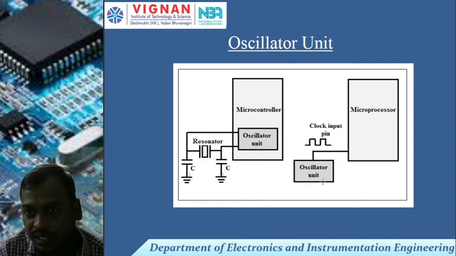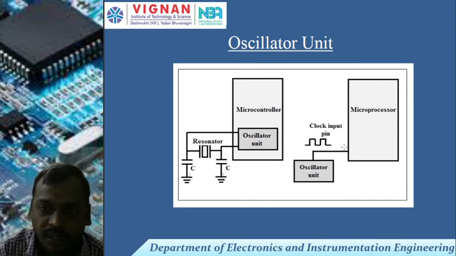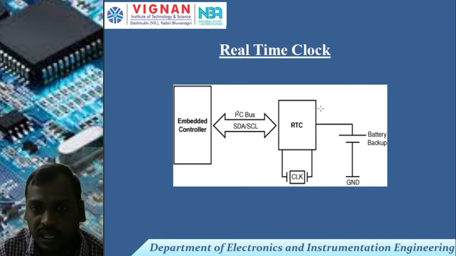Here we have the resonator, and in the microprocessor itself we have the clock input. Whenever you are giving the clock input, you can give 12 megahertz or 14 megahertz, depending on what the microprocessor requires. Whichever microprocessor you are using may require 6 megahertz or 12 megahertz. Next, the real time clock is very important.